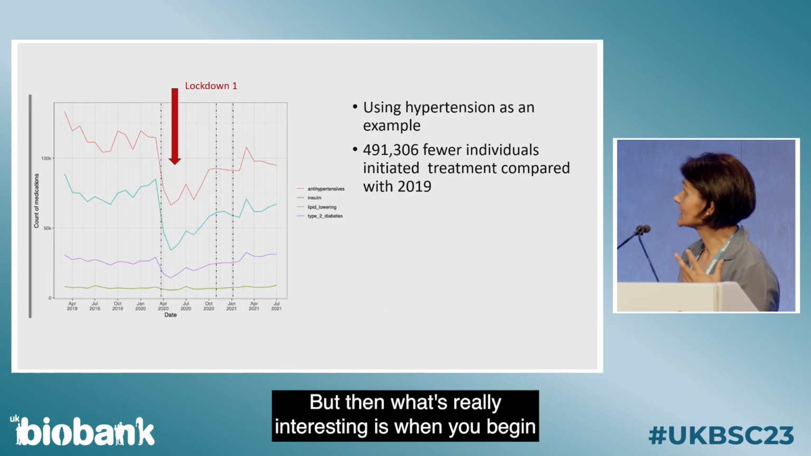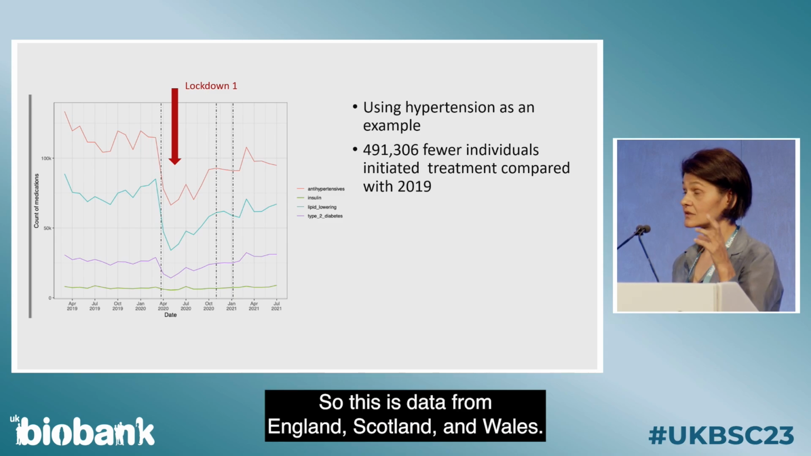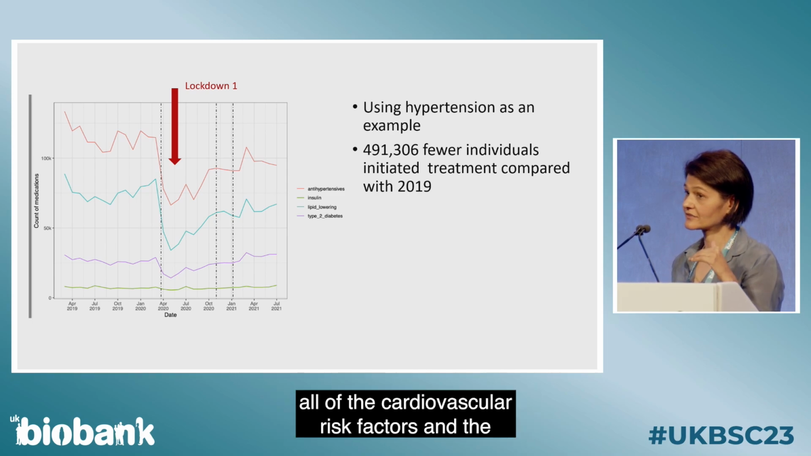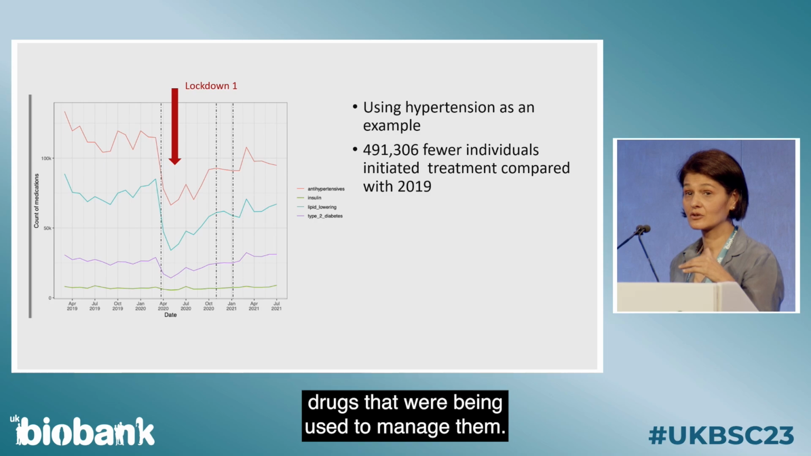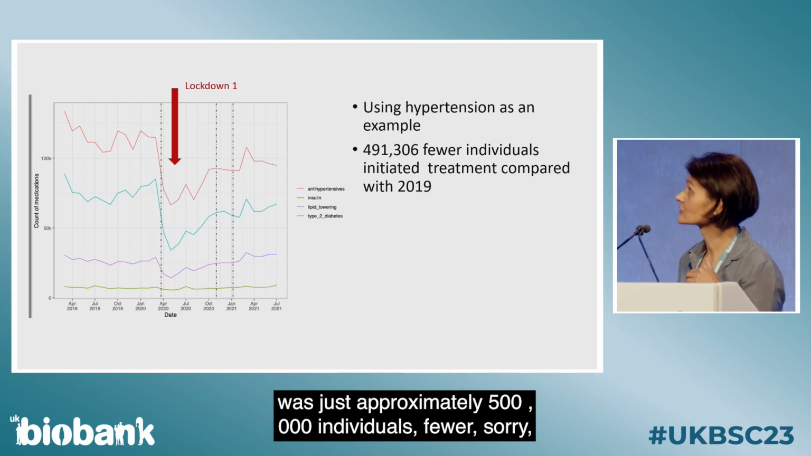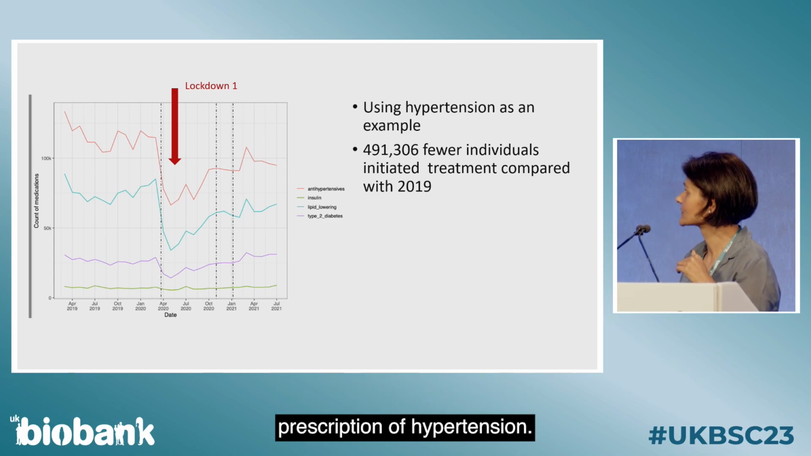But then what's really interesting is when you begin to look at incident data. This is data from England, Scotland, and Wales. At the first lockdown, you can see a sharp decrease in all of the cardiovascular risk factors and the drugs that were being used to manage them. Using hypertension as an example, we estimated that approximately 500,000 individuals probably missed their first prescription of hypertension.